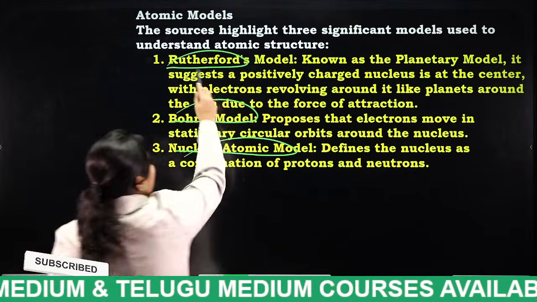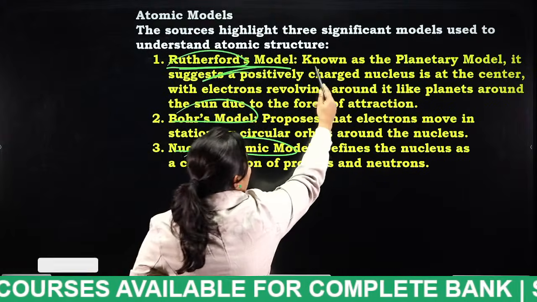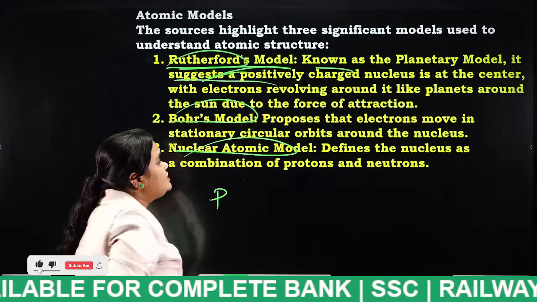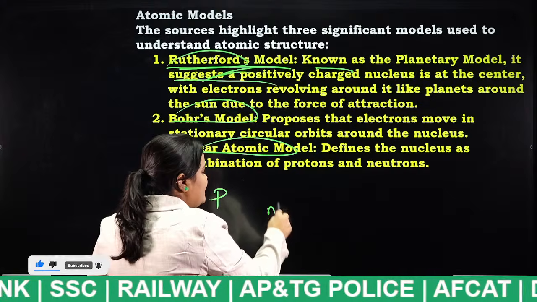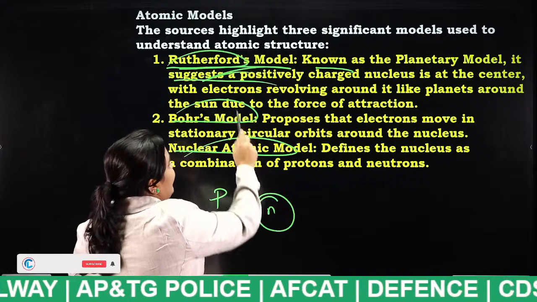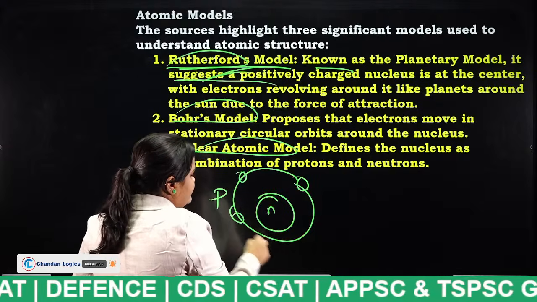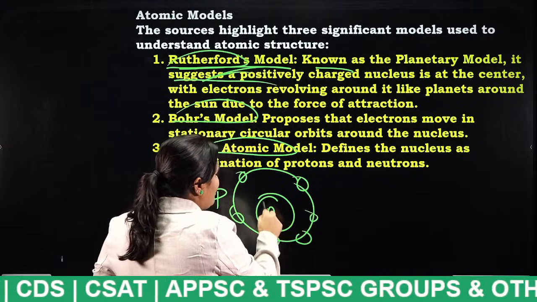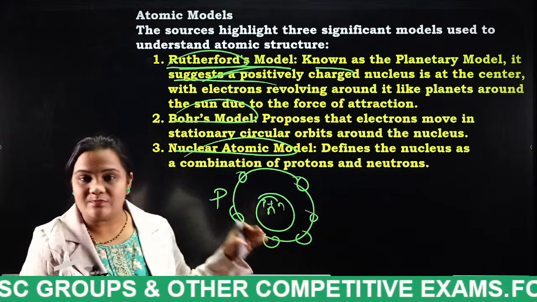Okay. So what does Rutherford's model explain, students? This model is also known as the planetary model. It suggests a positively charged nucleus is at the center, with electrons revolving like planets around the nucleus. And the nucleus is nothing but what, students? Protons plus neutrons.